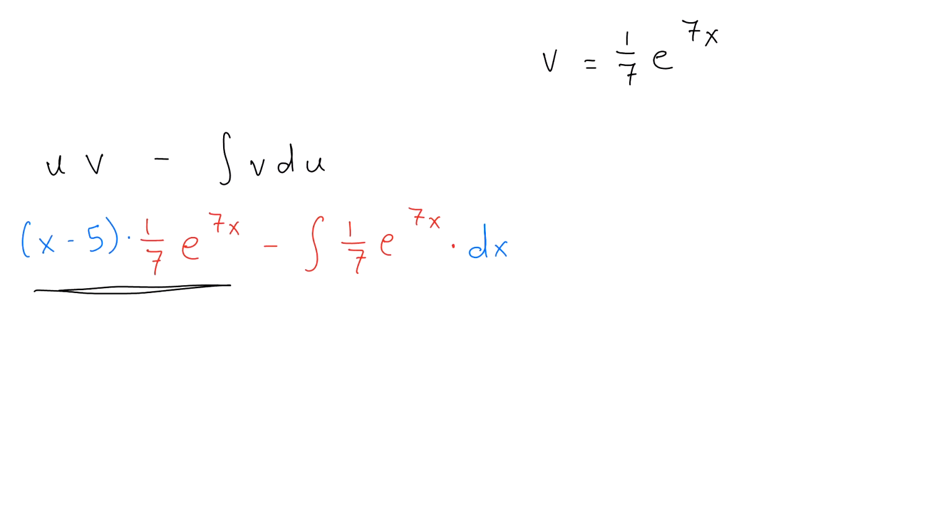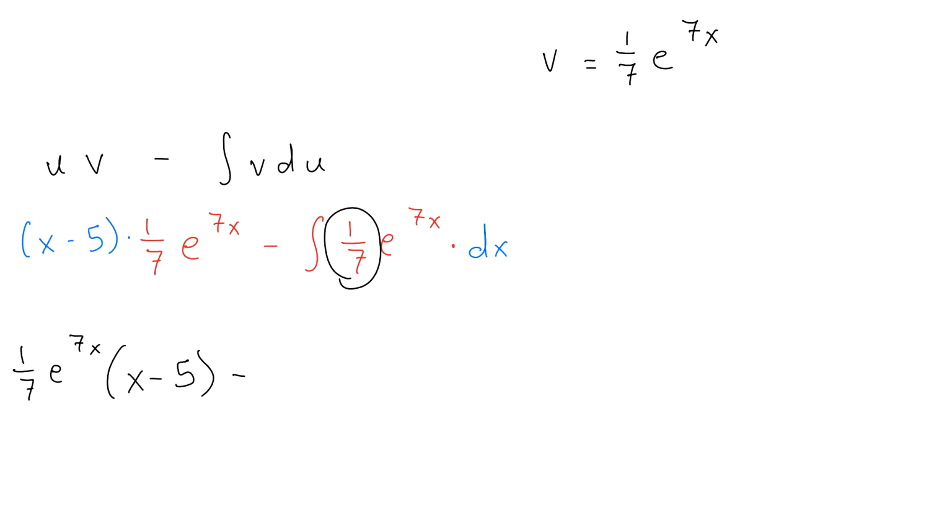This big left-hand term over here, I'm just going to leave it for now. Maybe we'll move that 1 over 7 to the front. 1 over 7 times e to the 7x times x minus 5. I'm not going to bother distributing for reasons which will hopefully become clear in just a minute. Minus 1 over 7 right here. That's a constant multiple. Let's go ahead and factor that out. Minus 1 over 7 times the antiderivative of e to the 7x power dx. So I need to, at this point, evaluate this antiderivative, and once I have that, I should have my answer.